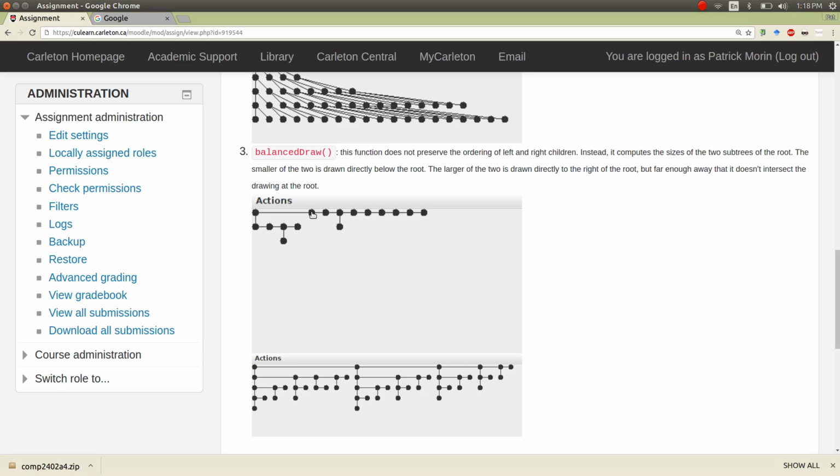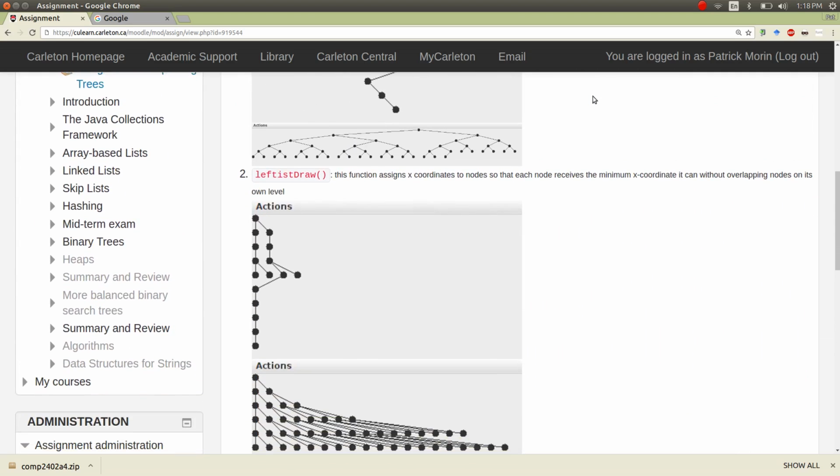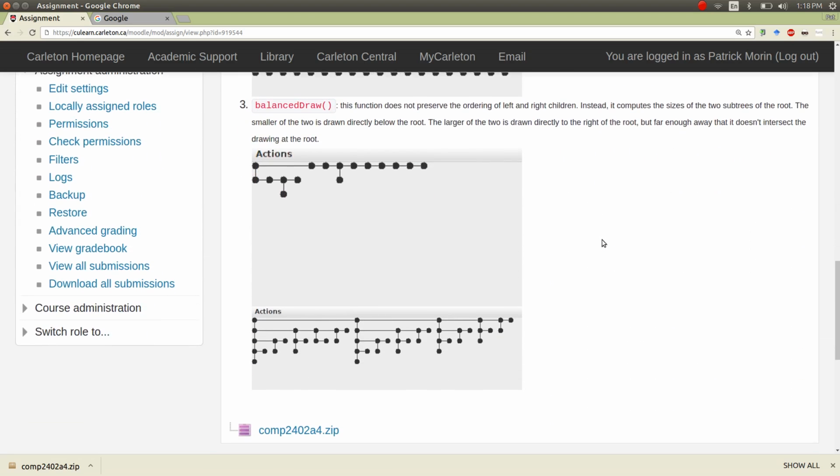Now, one thing about this is that these other two drawings preserve the order of left and right, so the left child gets drawn to the left and the right child gets drawn to the right. This third drawing doesn't do that. I can't tell by looking at this drawing which one is the left child and which one is the right child of the root. The smaller one is the one that's drawn below, whichever one that happens to be, either left or right.